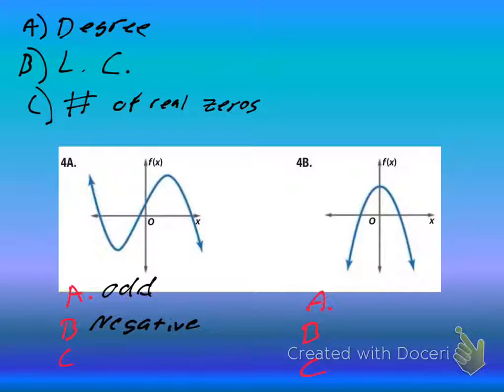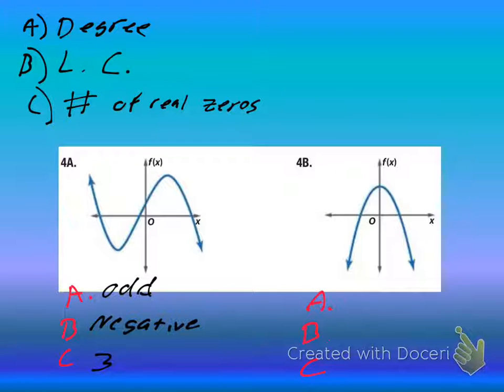Number of real zeros. How many times across the x-axis? 3. That's it. Right there, right there, and right there.